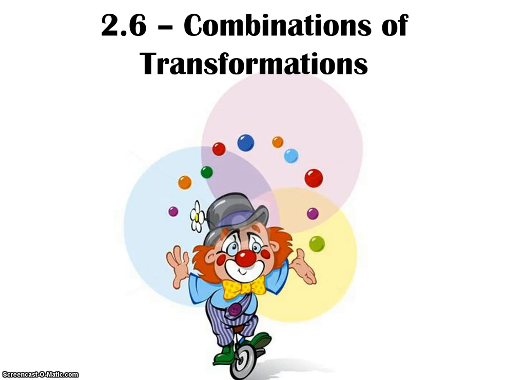When considering a combination of transformations, it's almost like juggling. You have to think about the stretches and compressions, both vertical and horizontal. Then you also have to think about reflections and translations.